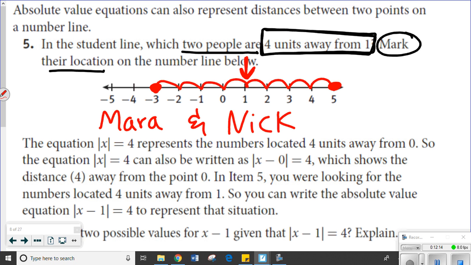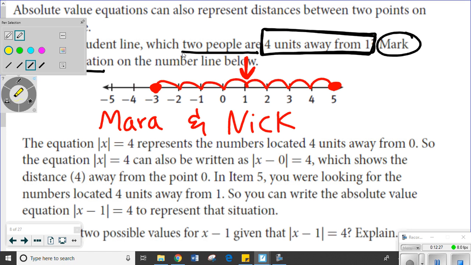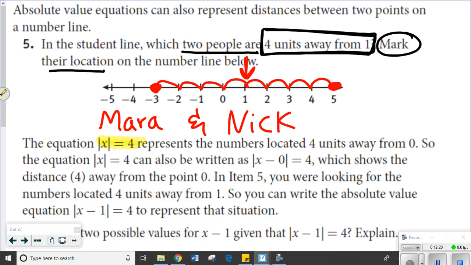The equation absolute value of x equals 4 represents the numbers located 4 units away from 0. So this equation right here represents the numbers that are 4 units away from 0. Notice 4 is outside of your absolute value bars. 4 is what we're equal to.